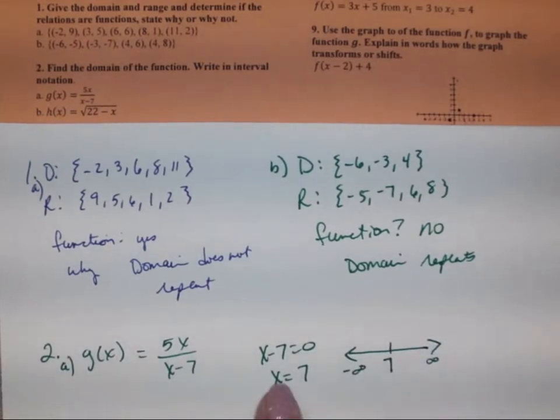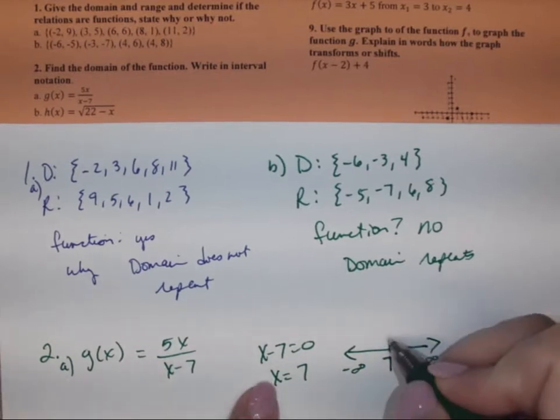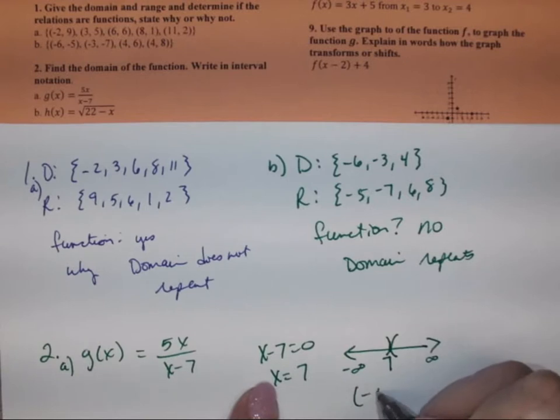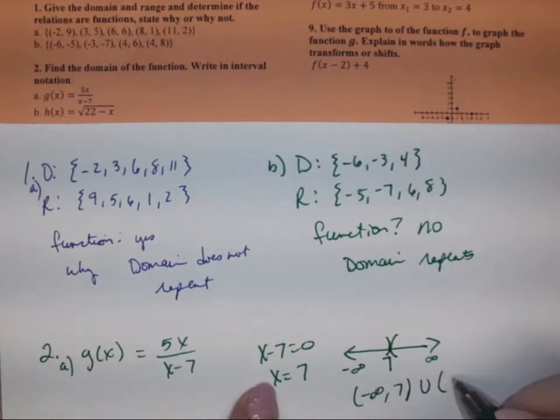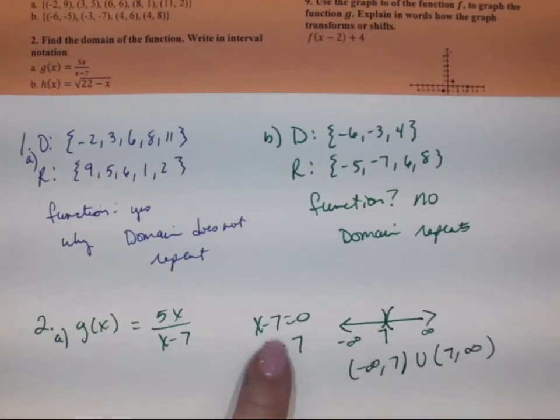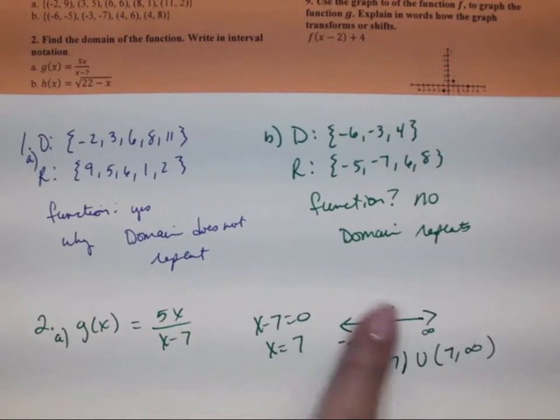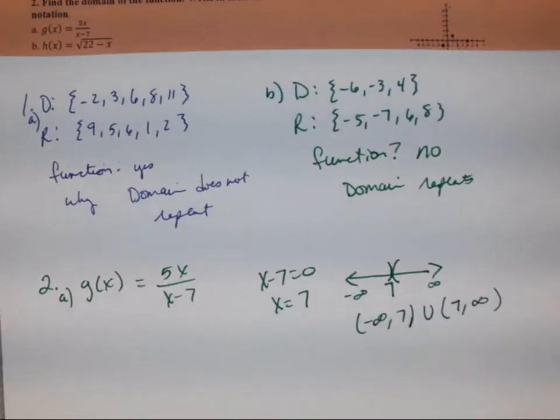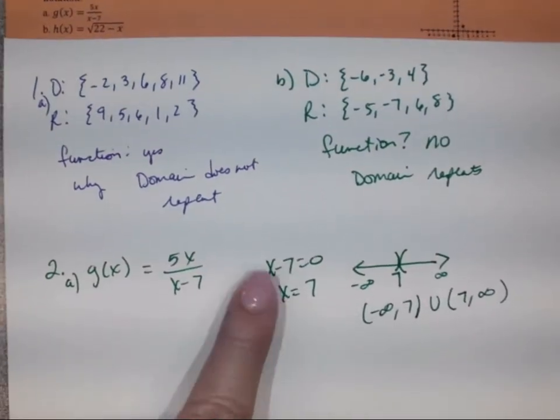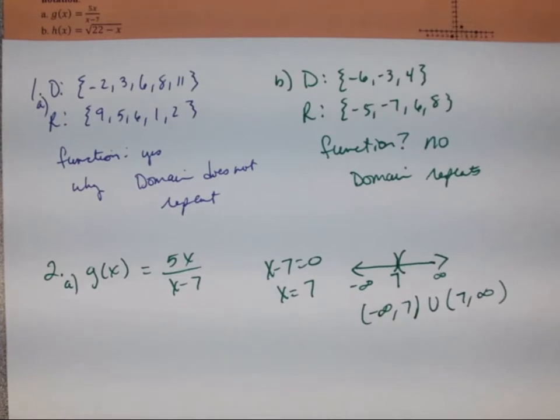Remember, this means it can be any number but 7, because when I plug in 7, 7 minus 7 is 0, and that makes me divide by 0. So that means it'll be everything but that, so it'll be -infinity to 7 union with 7 to infinity. Now, when you're doing the exam, you have to show these steps. This is what I want to see. So don't just tell me x equals 7. You have to show me, because I need to know that you have to set it equal to 0.